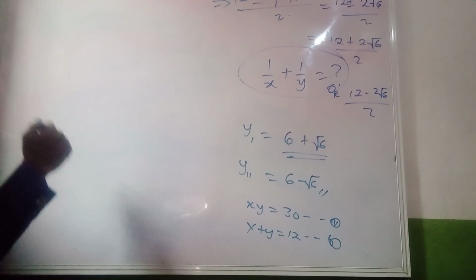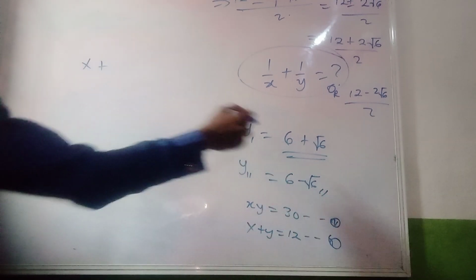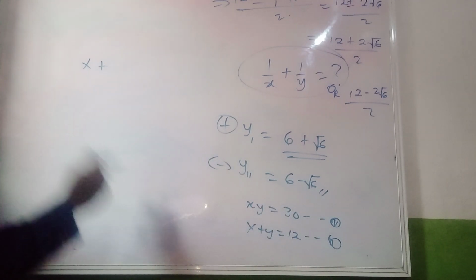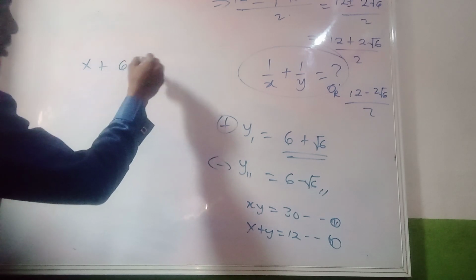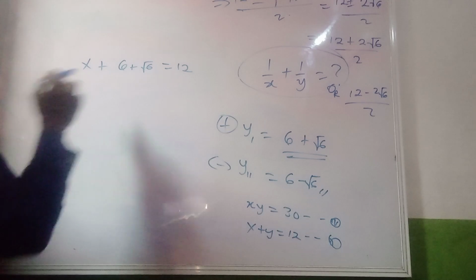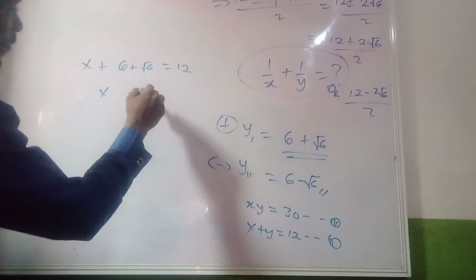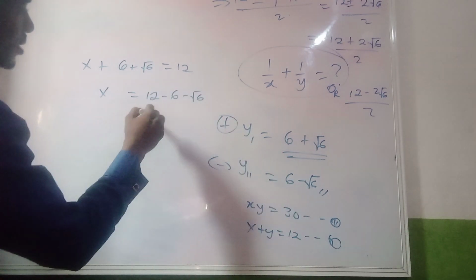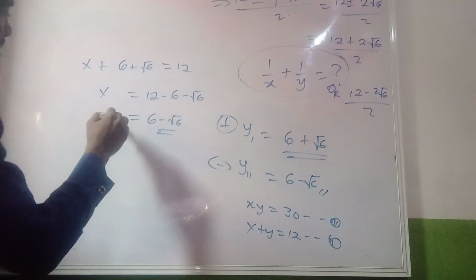So the value for x now is going to be: x plus, I'm using positive for this one first and negative for this one second. For this one first, x plus 6 plus root 6, which is this, equals 12 now. Now I can take this to the other side. x is going to be 12 minus 6 minus root 6. x is going to be 6 minus root 6. That's the first thing, x1.